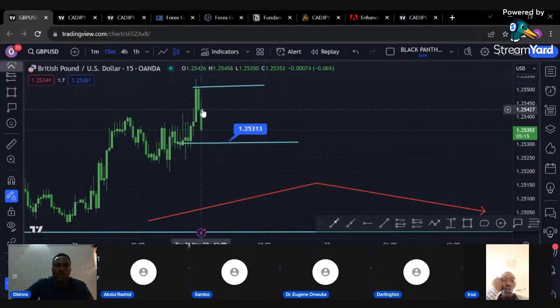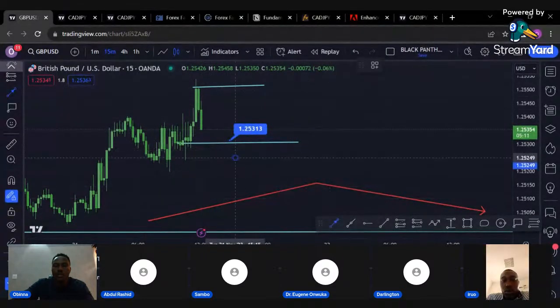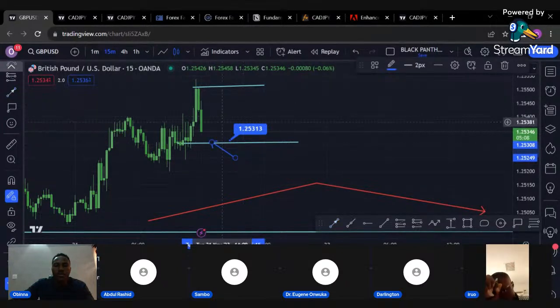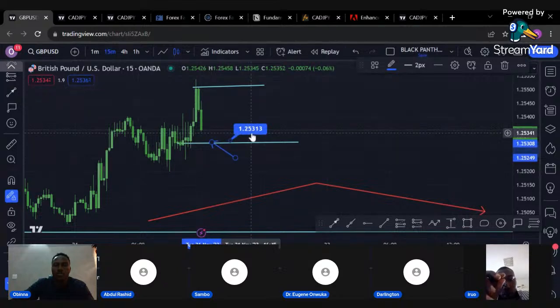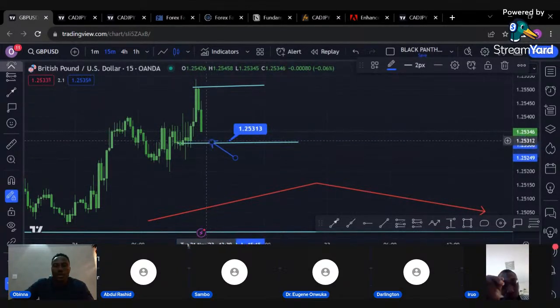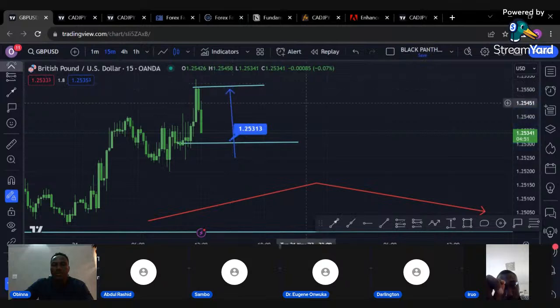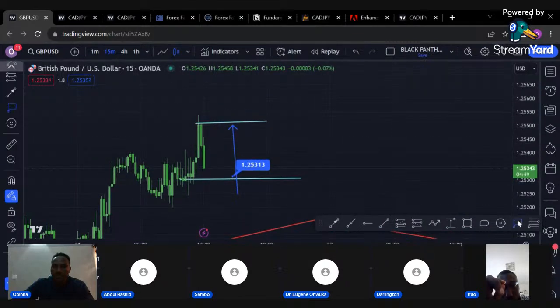So GU, what we explained is that we want price to hold around here to look for buys. So that's what we're looking for here, 1.25313. What we're interested in is price holding around here, because this is the higher low and we'll be taking trade up to this point here. Okay, that's for GU. This is the 15 minutes time frame.